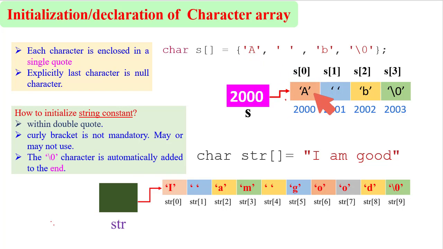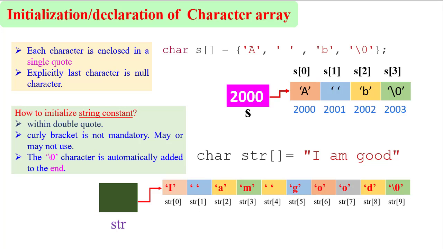The first memory location is for variable S0, the next memory location is for variable S1, S2, S3, like this. In the first memory location the value will be A, the next memory location is a space character, the next is B, and the last memory location is filled up with a null character. The starting memory location is random. Say for this case the starting memory location is 2000, the next memory location address is 2001. This is for the next character. As a character needs only 1 byte, one memory location is 1 byte.